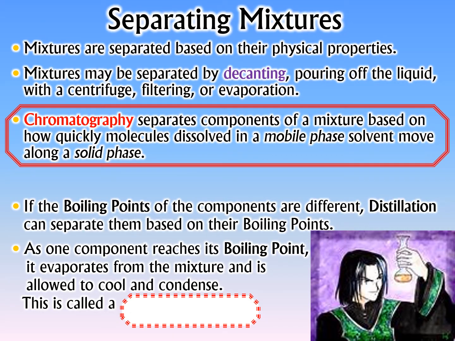You could do what is called decanting. Decanting is just pouring off the layer on top. If you pour off one layer, well, you're left with the layer below it, and now you've separated the mixtures. That only works if it's a heterogeneous mixture, one of those bad mixtures.